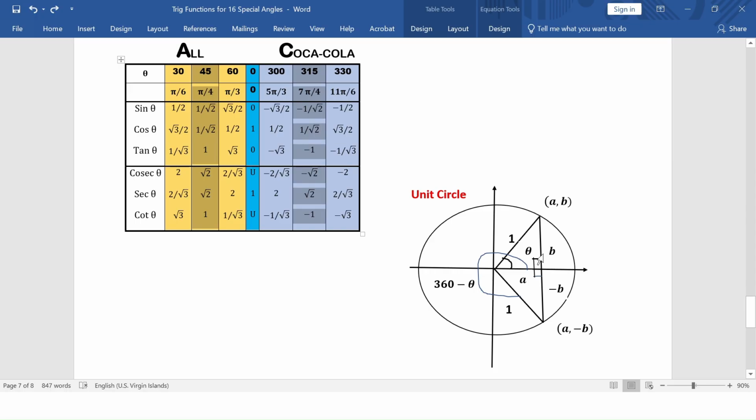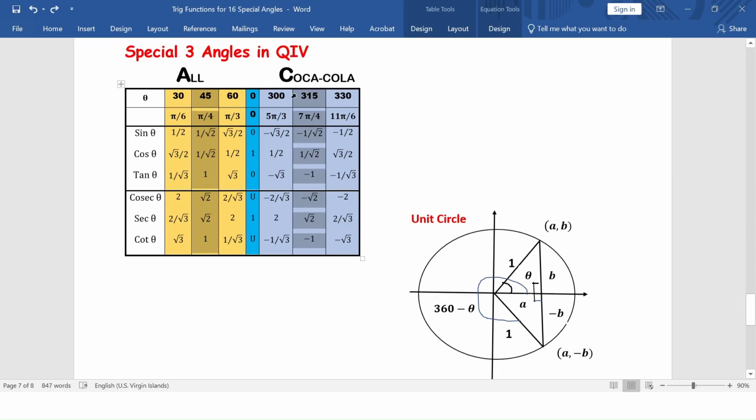See? That's why all the values that we see here will be exactly the same as the values there, except that all students take Coca-Cola. Except that here only cosine is positive, only the mid one is positive. This and this are negative. Only the mid one is positive. That is for the fundamental ones: sine, cosine, tangent.